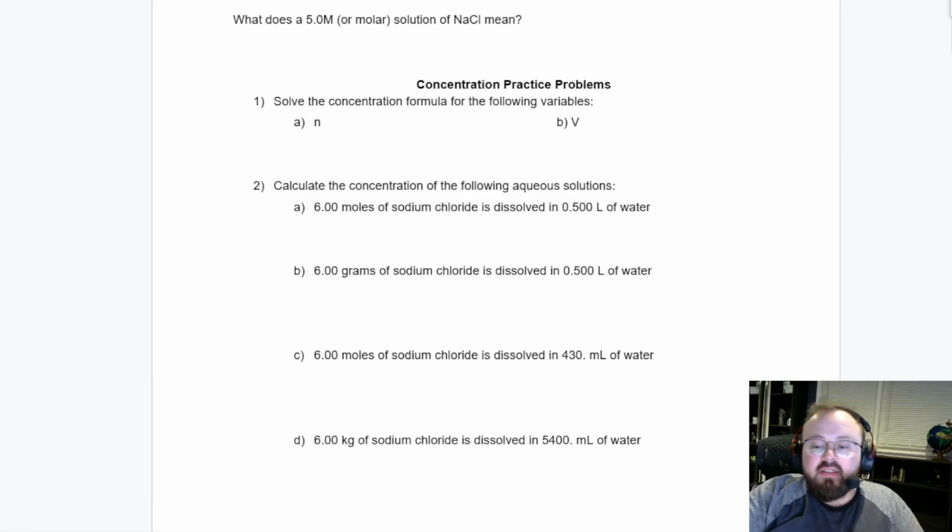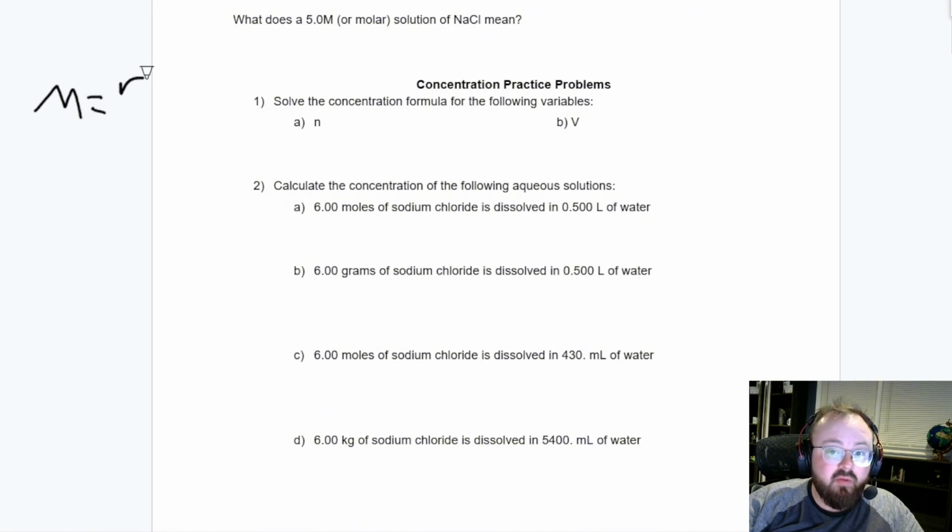Alrighty, so let's start here. First thing that we're going to be doing is solving the concentration formula. We talked a lot about solving formulas. Let's do this again. The formula right here that we're using is that the concentration is equal to the number of moles divided by the volume. Okay, and I'll just remind us that n is the aqueous thing.